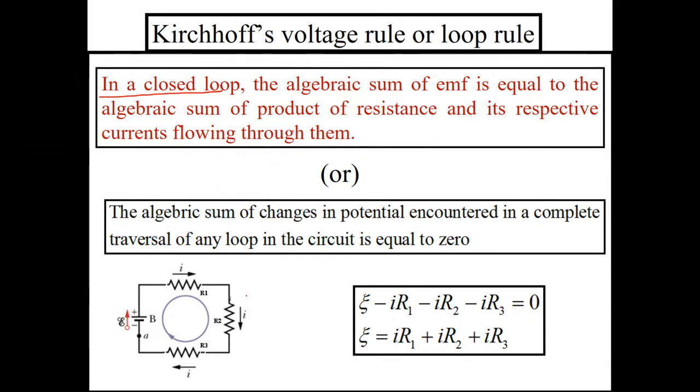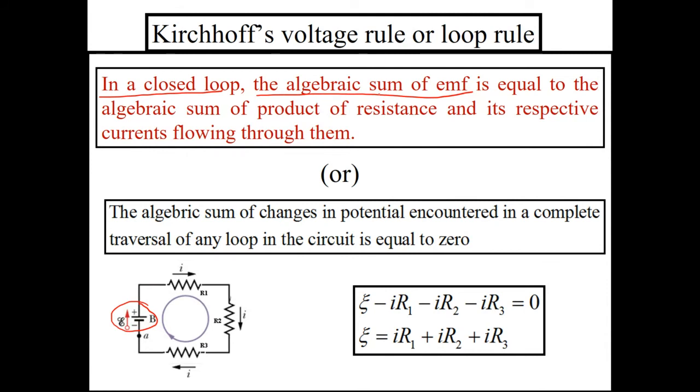Clear? Okay. Now could you please read this line? The algebraic sum of EMF. What is the EMF? Your battery is the EMF. I told you already. So if you have 5 batteries or 3 batteries, just add them on one side.